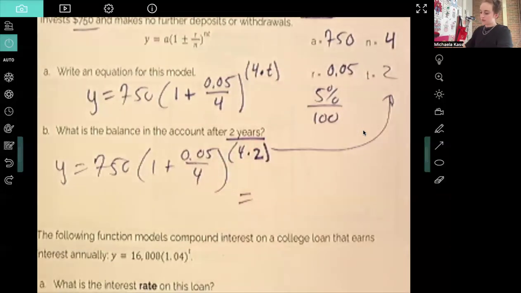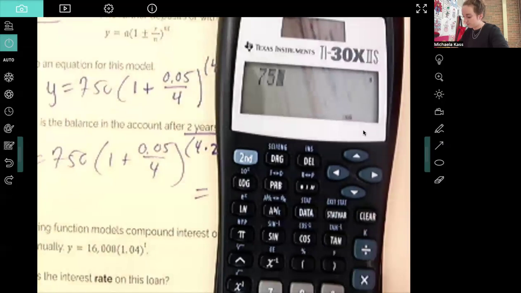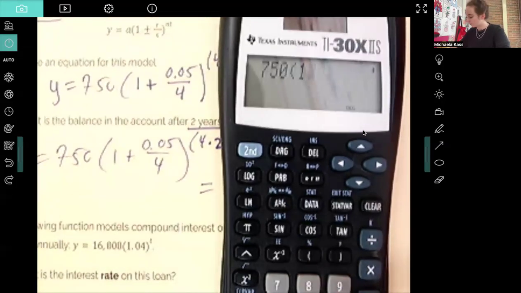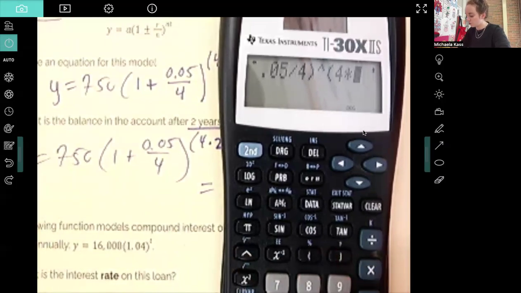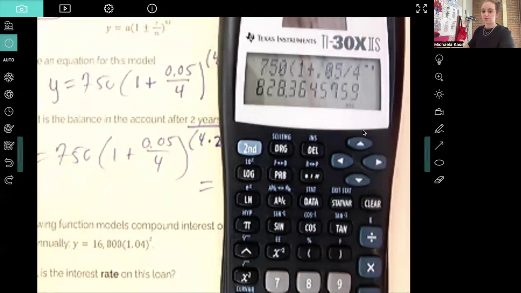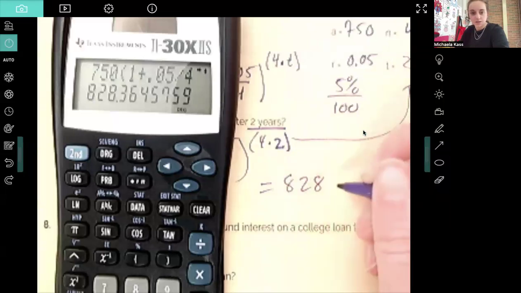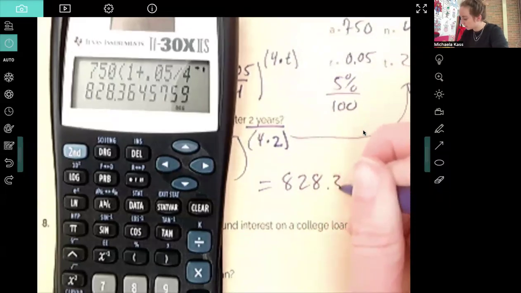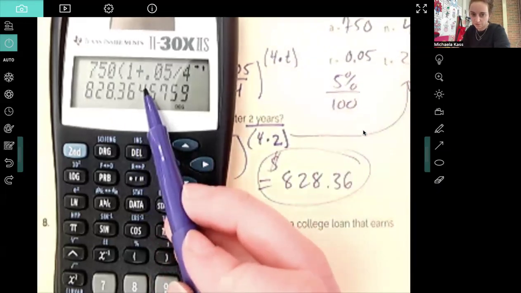Okay, so I'm going to grab my calculator and demo how to enter this. I have 750, parenthesis 1, plus 0.05 divided by 4, close the parenthesis, raise it to the power of, don't forget your parentheses around your exponent here, 4 times 2, parenthesis, enter. Okay, we got 828 dollars and 36 cents. I did not round up the 6 because the 4 is smaller than 5, so it just stays.